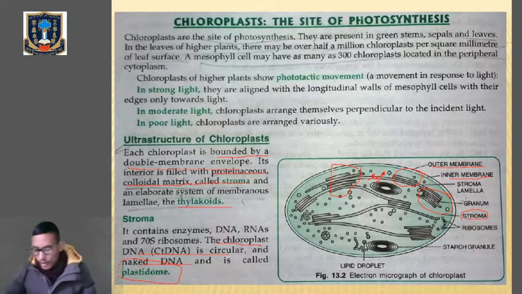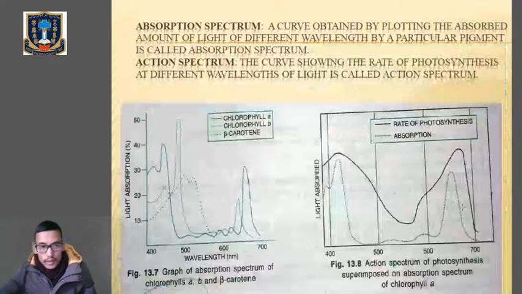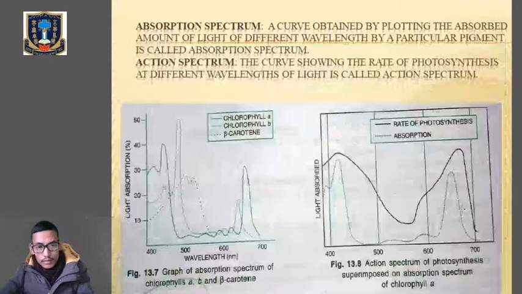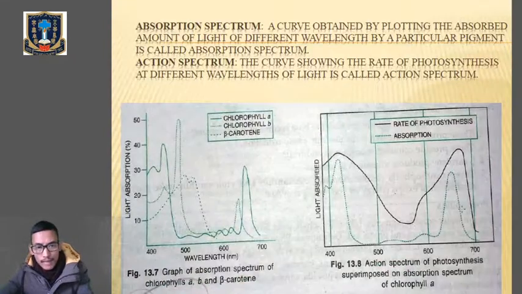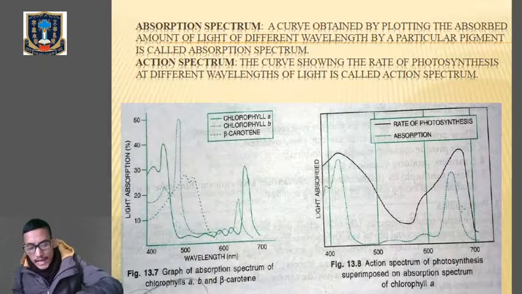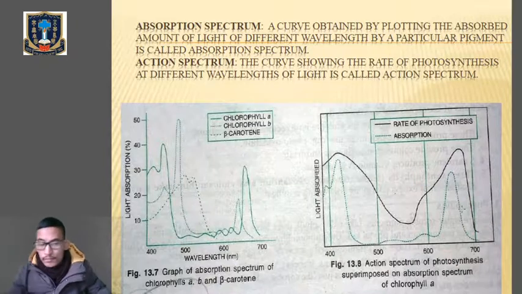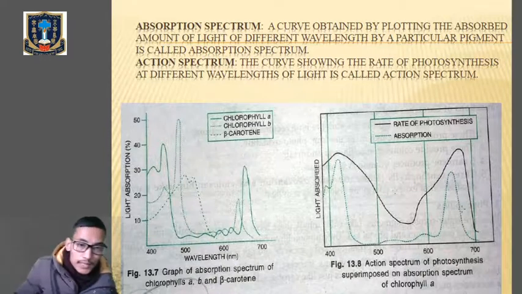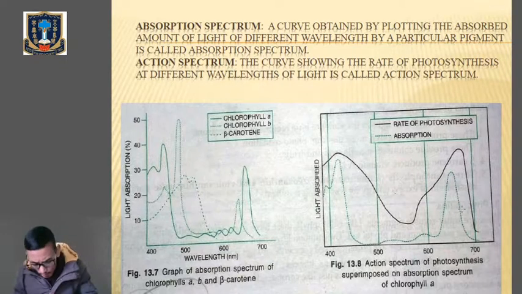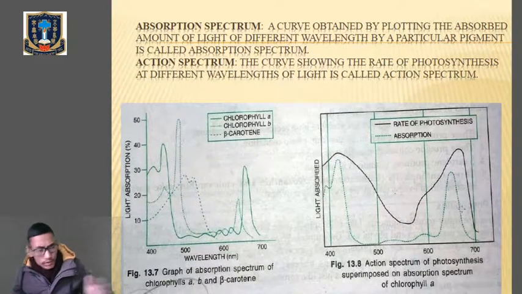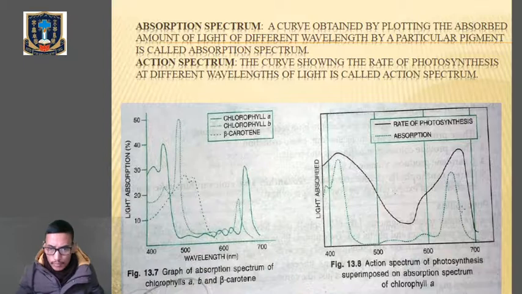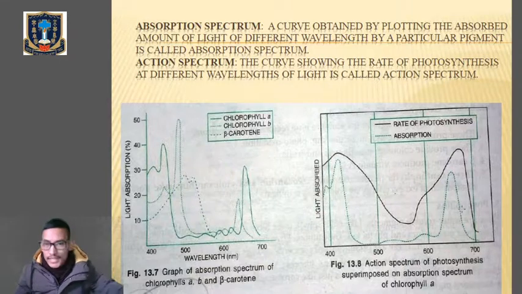Now let's talk about the next topic, absorption spectrum and action spectrum. What do we mean by absorption spectrum and action spectrum? It's on page number 13.9. Since we have just learned about the different pigments of photosynthesis, chlorophyll, phycobilins, and carotenoids, and in chlorophyll we have A, B, C, D, and E, out of which A and B are the most important.